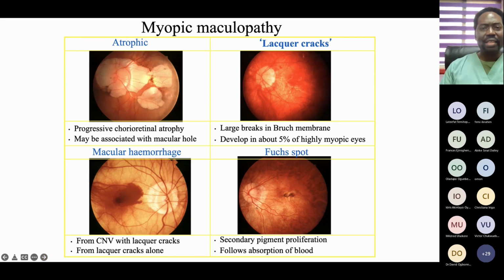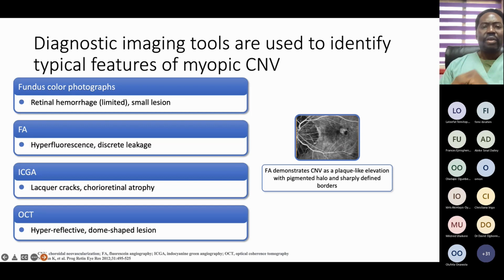Myopic maculopathy, different characteristics we can see in the macula. You can see the atrophic pattern, the lacquer cracks, the macular hemorrhages, and the Fuchs spots. The important thing is that the FFA demonstrates choroidal neovascular membrane as a plaque-like elevation with pigmented halo and sharply defined borders. That's a characteristic of choroidal neovascular membranes that we see on FFA in myopes, and they are quite highly responsive to anti-VEGF, so it's important to make this diagnosis early.